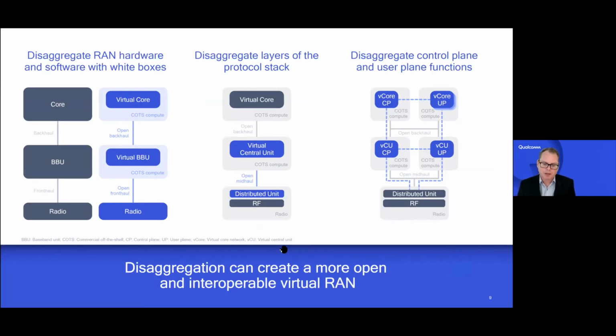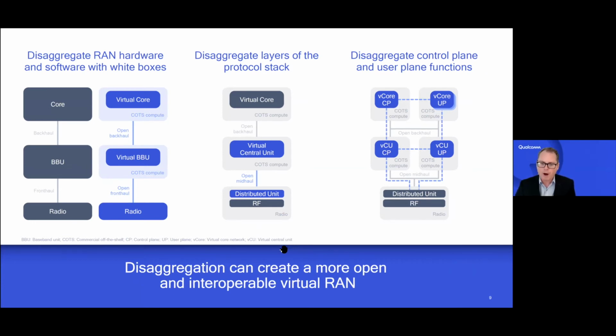So let's look at some interesting examples of disaggregated RAN hardware and software with white box implementations. That includes virtualizing the core, virtualizing a BBU, and having more COTS compute in terms of off-the-shelf performance and cost structures. Then opening fronthaul and backhaul interfaces, and disaggregating layers of the protocol stack. So this is another aspect where enabling this across the protocol stack, disaggregation of control plane and user plane are also both playing a part.